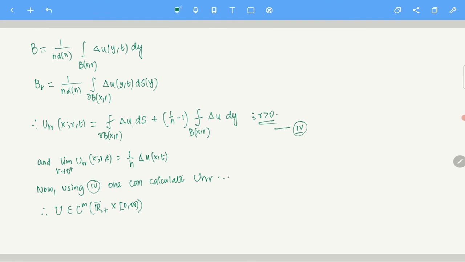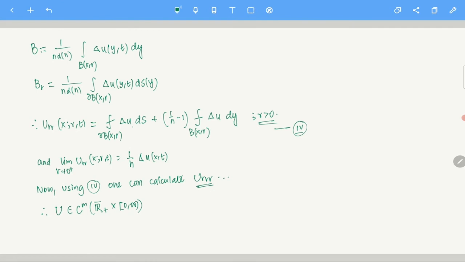Now as r tends to 0 also, this is a continuous function, so basically the bar I can take up to the boundary. That is why we use C^m of R plus bar times 0 to infinity: you can differentiate m times with respect to r. Is it clear? I think this is quite easy.